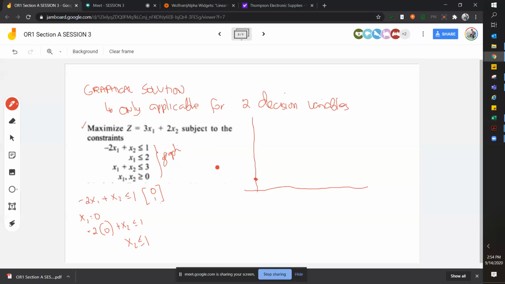Okay, next. If x sub 2 is equal to 0, anong x1 natin? Anyone? Negative 1 half. Dito siya.